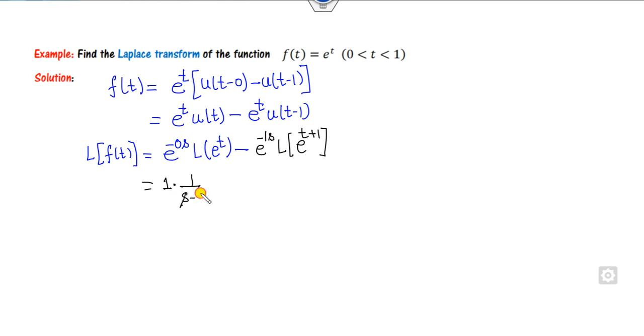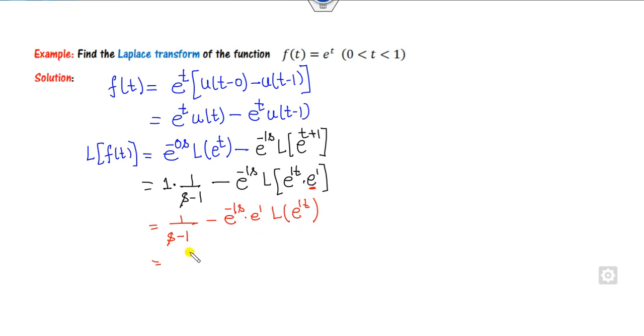Laplace of this is 1 over s minus 1, minus, how can you find the Laplace of this? I can break it. It's e raised to power t plus 1, so e raised to power 1 is my constant number which is outside. So 1 over s minus 1, e raised to power minus 1s into e raised to power 1. The rest part is e raised to power 1 into t. What is the Laplace of this? It is 1 over s minus 1, and this is the right answer.